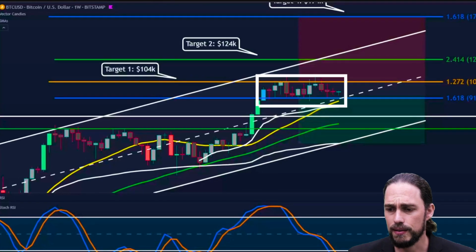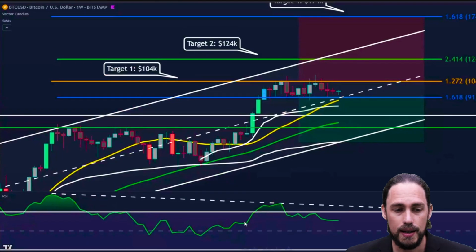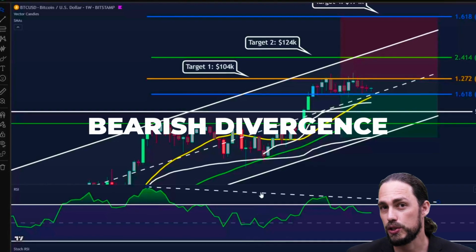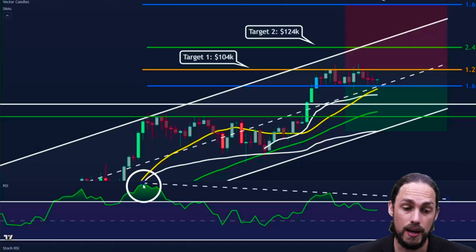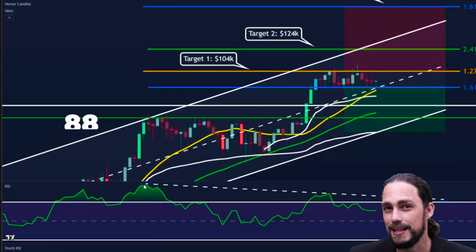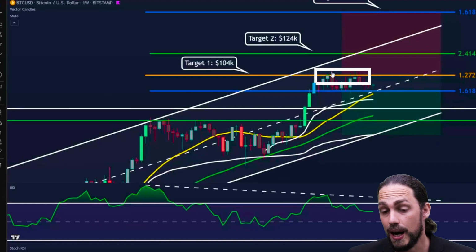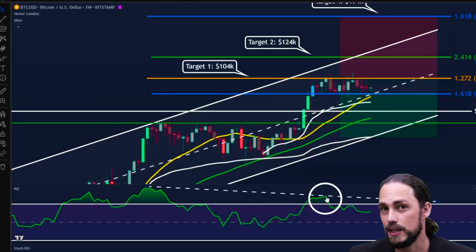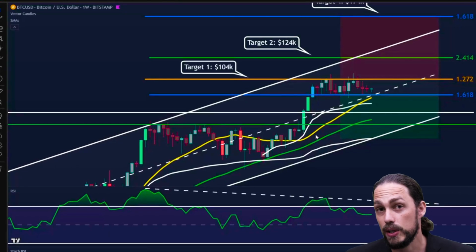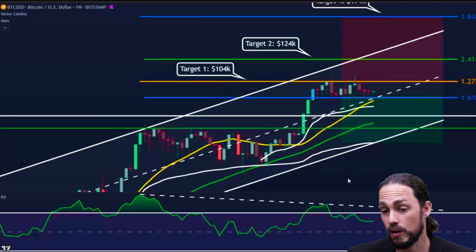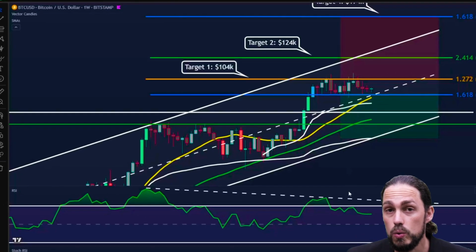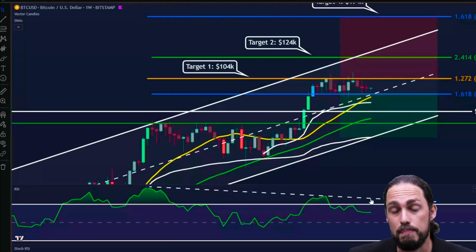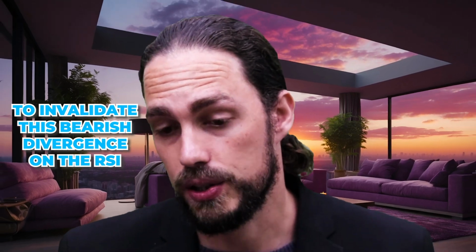Now, looking at the RSI here, we can see that we have been forming a little bit of bearish divergence on the weekly scale. Now, our previous tops here at $73,000 gave us a RSI level at roughly about 88. And we can see that this next pivot high that we had here only got to about the 78 level. Now, this is classic bearish divergence on the RSI, so we do need to keep this as a potential scenario. We do want to see the stochastics RSI break above this trend line to invalidate this bearish divergence on the RSI. So keep a close eye.